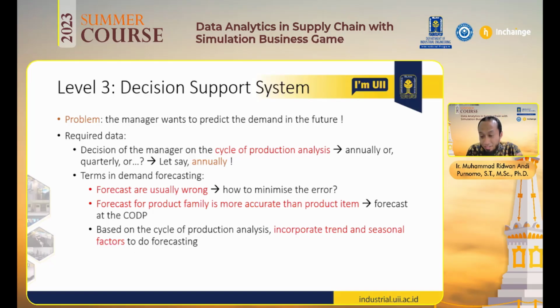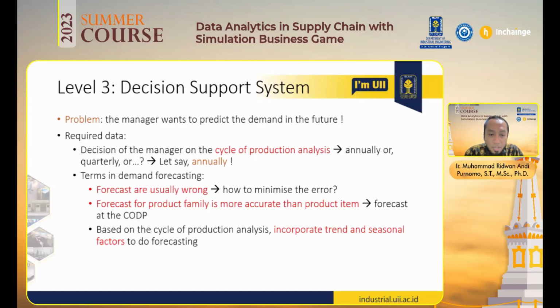But after I make an effort to minimize the error of the forecasting, I also need some anticipation. Even though I already make an effort to increase the accuracy of my forecasting, I have to understand that forecasts are usually wrong. If my forecasting is already accurate, but what if it is wrong? Then how do I anticipate that? That's the first concept in forecasting.